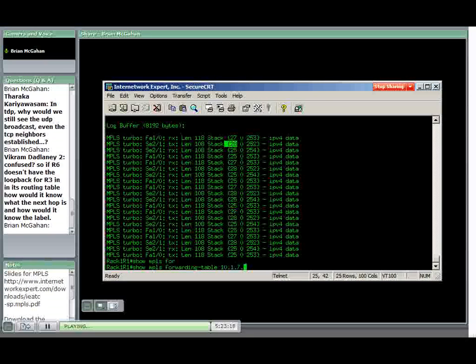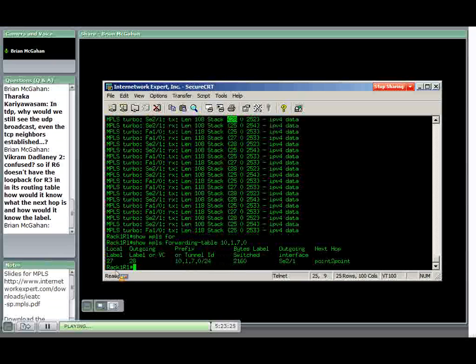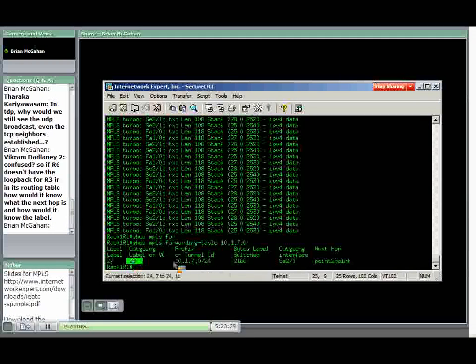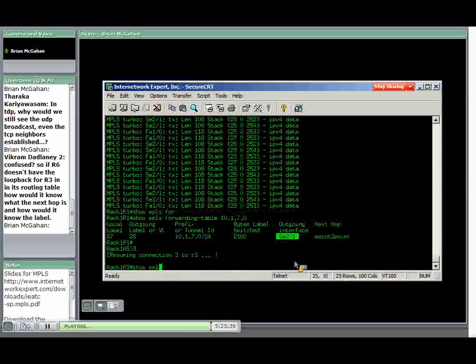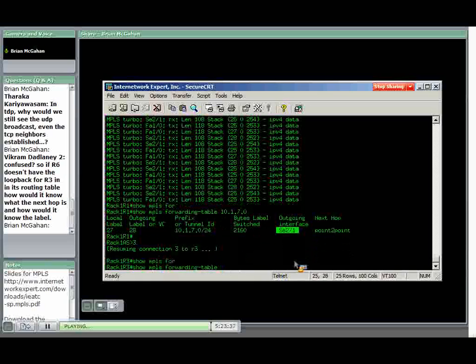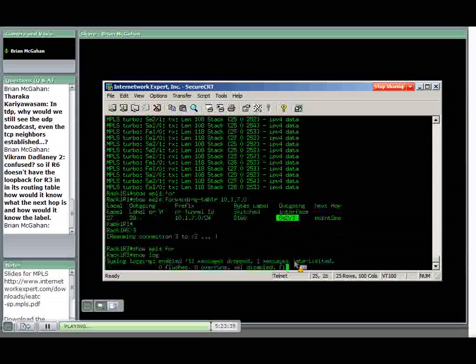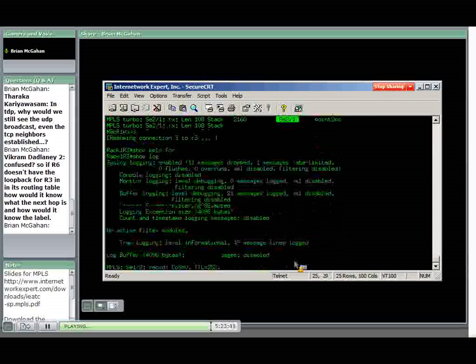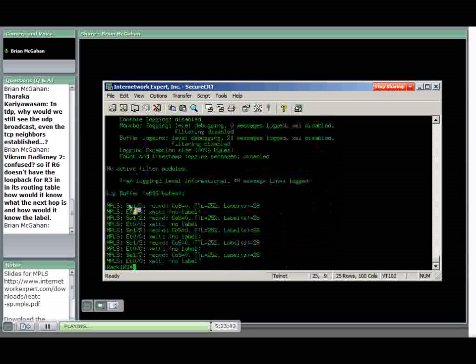Then we go up to our next hop, router 1, show MPLS or show log. Let's try this again. We'll clear the log on router 1. Okay, so now the traffic is coming in fast Ethernet 1/0.